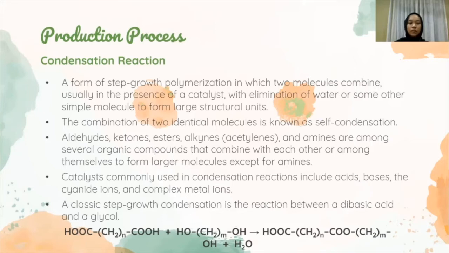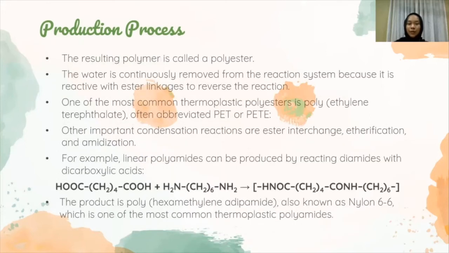The combination of two identical molecules is known as self-condensation. Catalysts commonly used in condensation reactions include acids, bases, cyanide ions, and metal ions. A classic step growth condensation is a reaction between a dibasic acid and a glycol. The resulting polymer is called a polyester. The water is continuously removed from the reaction system because it reacts with the ester linkage and reverses the reaction.